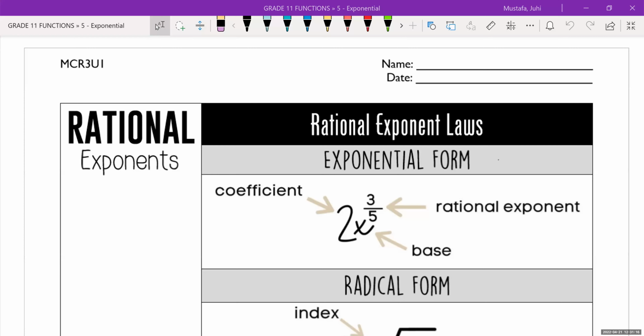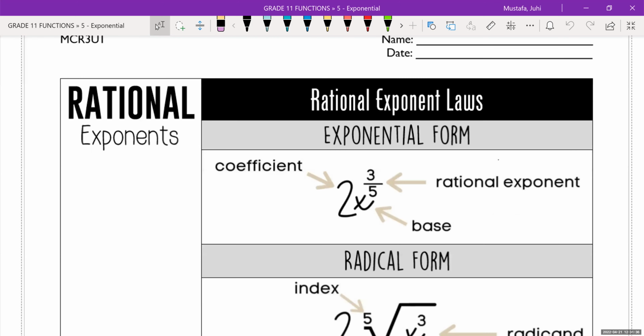So what's the difference between an integer exponent and a rational exponent? Well, an integer is a number like -1, -2, -3, 1, 2, 3, but a rational is actually a fraction. So really all we're doing is we're replacing our exponents with fractions and we're going to try and solve those. Just a couple of terms for you so you know what we're dealing with.